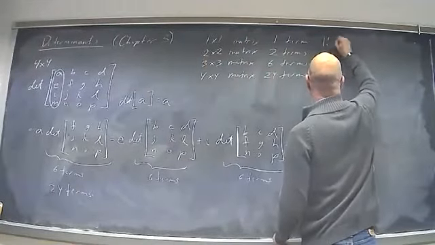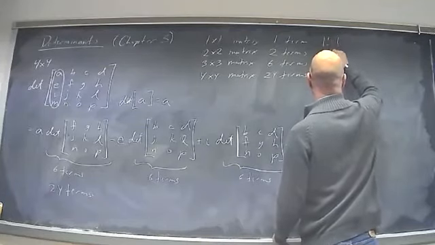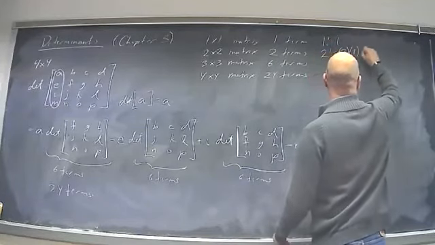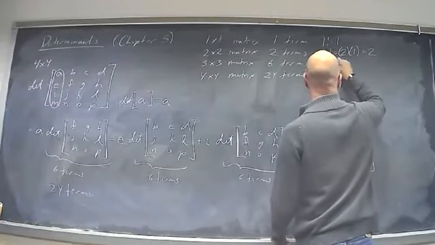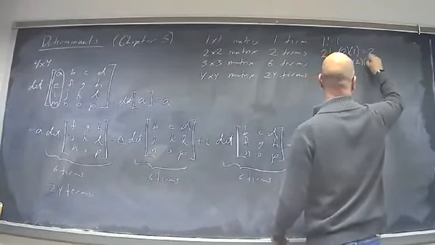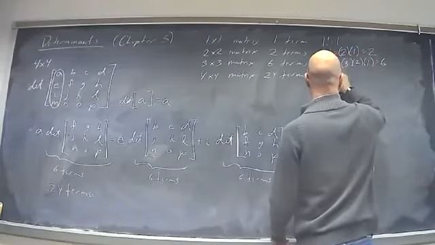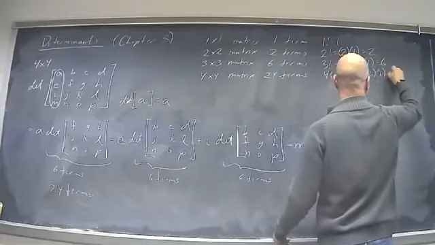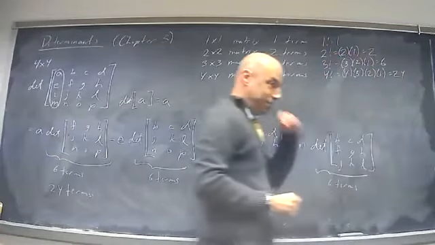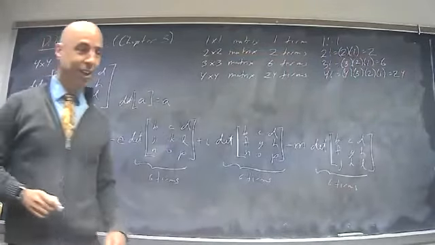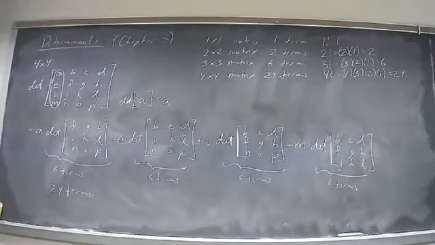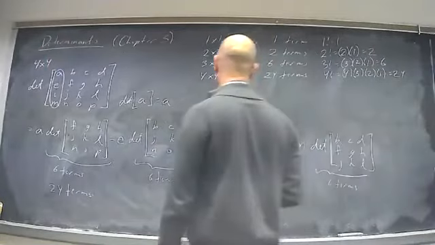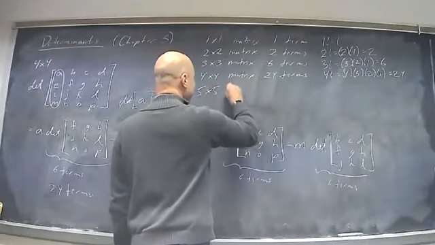1 factorial is just 1. 2 factorial is 2 times 1, or 2. 3 factorial is 3 times 2 times 1, or 6. And 4 factorial is 4 times 3 times 2 times 1, or 24. Has everybody seen factorial before? Okay, good. How many terms are there for a 5x5 matrix?